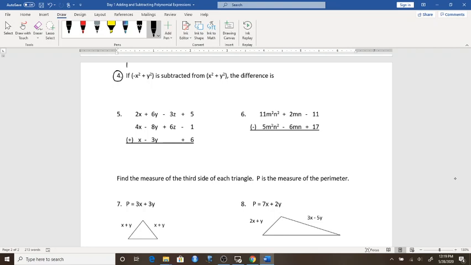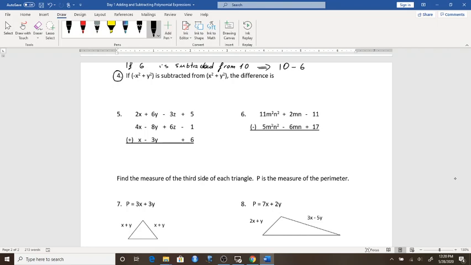Well, what if I say if 6 is subtracted from 10? Would you do 6 minus 10 or 10 minus 6? If I say 6 is subtracted from 10, this means you need to do 10 minus 6. So in this case, how would you rewrite this expression? Okay, based on the hint I gave you.